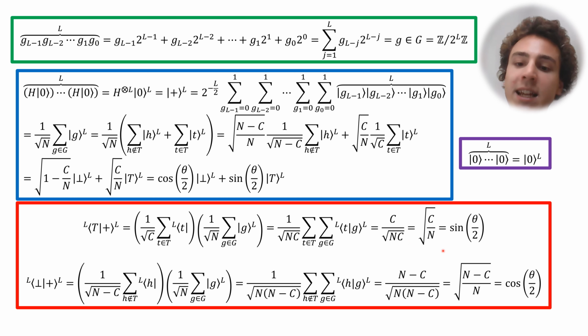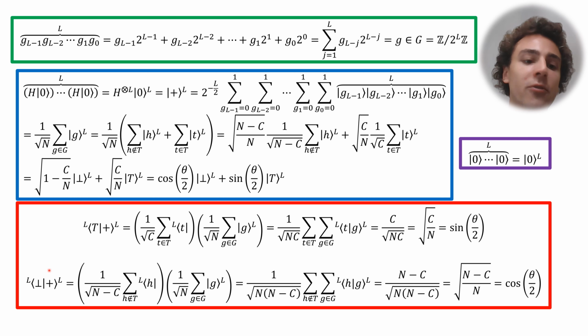And this quantity is the same as the sine of theta on 2. That's just how we defined the angle theta. If we were to take the inverse sine of both sides and then multiply by 2, we would be able to isolate the angle theta. So that is the inner product for this target superposition.